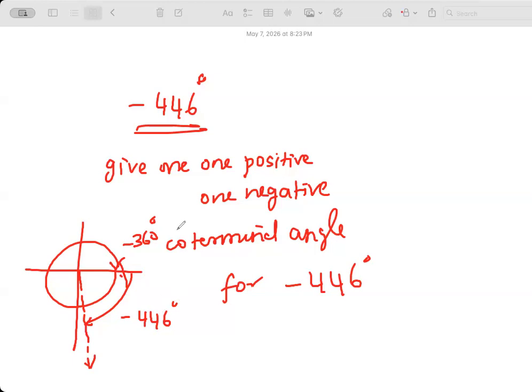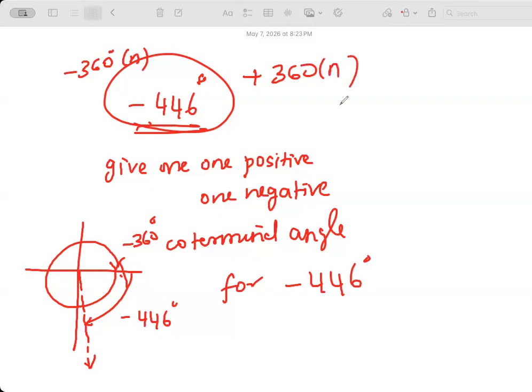So how to find the coterminal angles? You can add 360 or subtract 360. 360 times n you can do. So you can get as many coterminal angles as you want. One is you can have minus 86. If you add 360 degrees, you get minus 86. Minus 86 means clockwise direction.